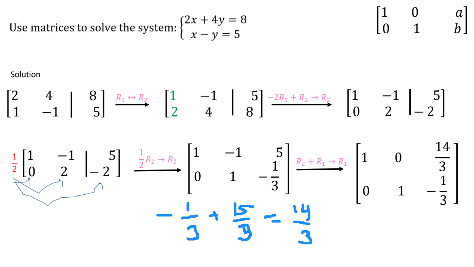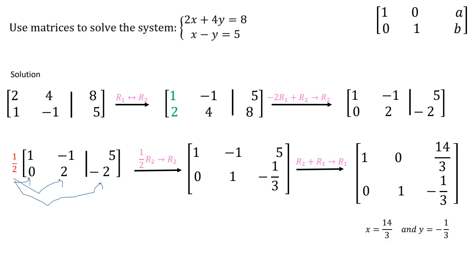So we solved our solution here. We see here we have our identity, 1, 0, 0, 1. So that means that the x value is equal to 14 over 3, and our y value is equal to -1/3. Okay, so this is how we use matrices to solve for systems.